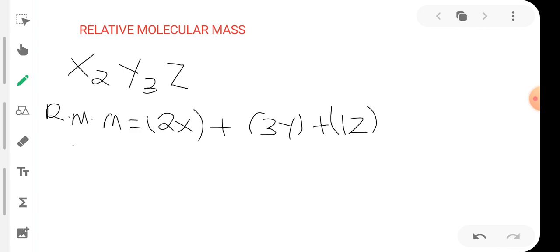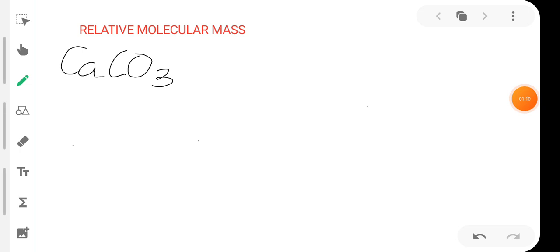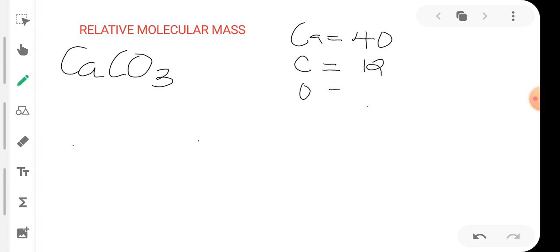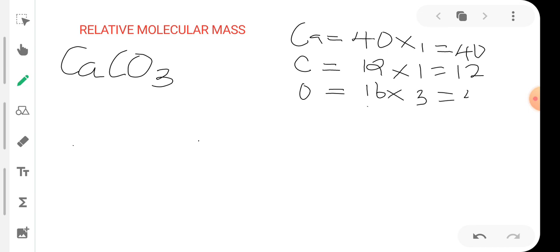Let's look at an example. Let's find the relative molecular mass of calcium carbonate. Calcium on the periodic table has got a mass of 40. Carbon has a mass of 12. Oxygen has a mass of 16. So what we are saying is, how many calcium atoms do we have? 1, multiplied by 1, we have 40. How many carbon atoms do we have? Just 1, so we are going to have 12. How many oxygens do we have? 3. This will give us 48. This will give us 100. So the relative molecular mass is equal to 100.